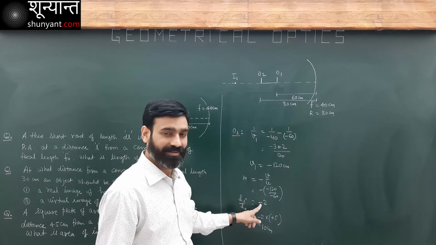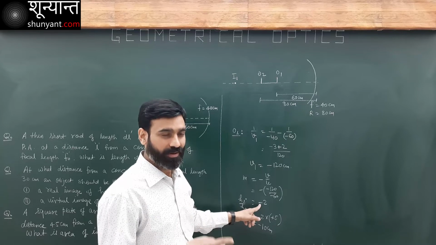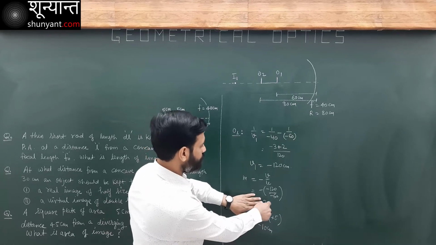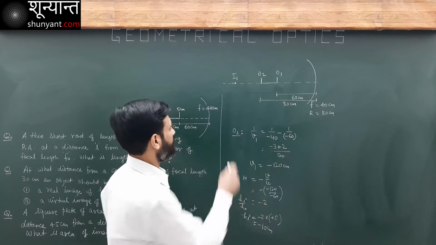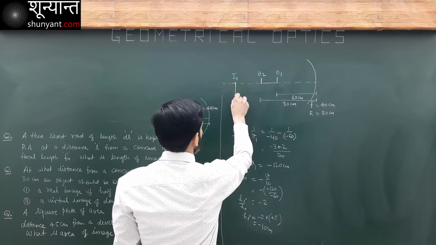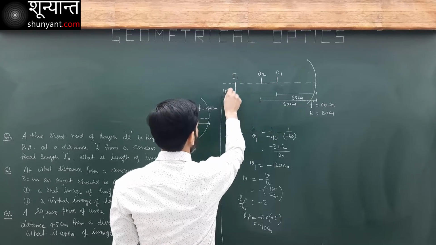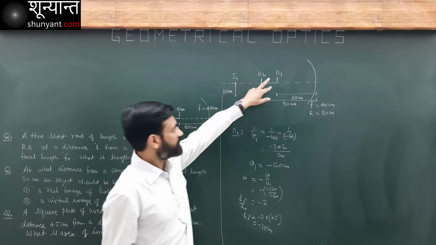This means inverted, that's why real. Inverted, real. The magnitude is 2, more than 1, so it is going to be magnified, enlarged. I am going to get an image like this here. This is the image. What will be its height? 10 centimeter. This is the image of the first object. I am considering this to be the first object.